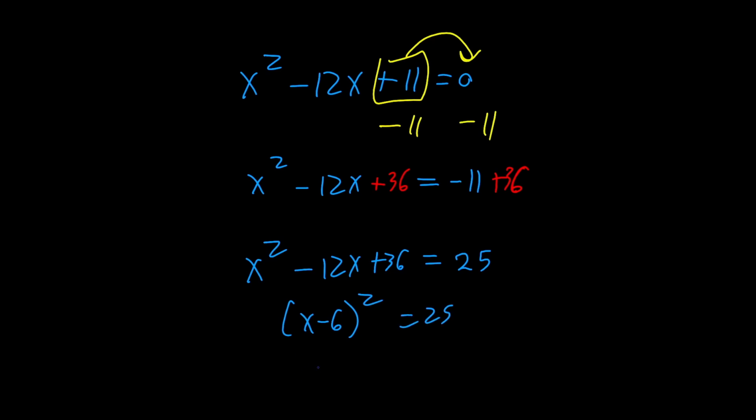Take the square root of both sides. So we would have x minus 6 is equal to plus or minus 5, and then continue solving on from there. Right now, we're just worried about what does it look like to complete the square. We can do solving out the quadratics in another video.